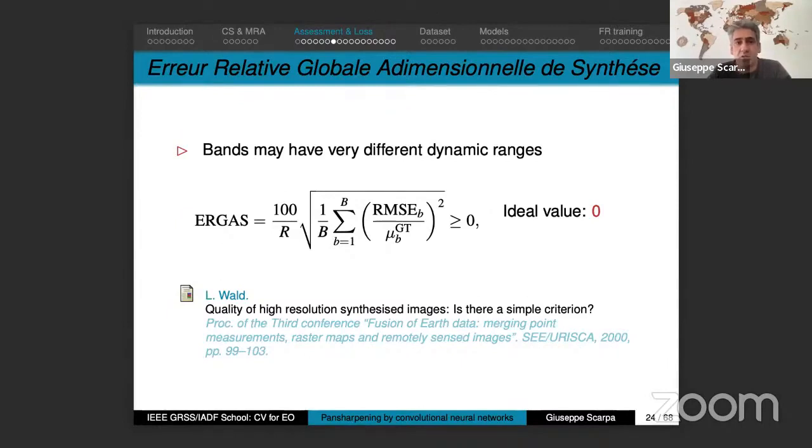Here is its definition, which is motivated by the observation that remotely sensed multispectral images can show unbalanced statistics across different spectral bands. Therefore, the band-wise root mean square error is relativized to the band average value that can be measured on the ground truth, for example. Some divisions by the number of bands and resolution ratio allow to get a non-dimensional index. In summary, we can think of this measure as a sort of generalized root mean square error.